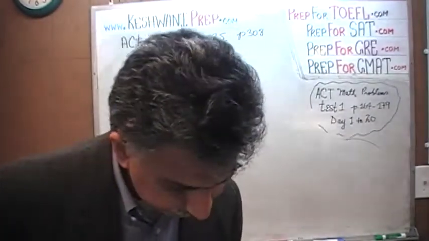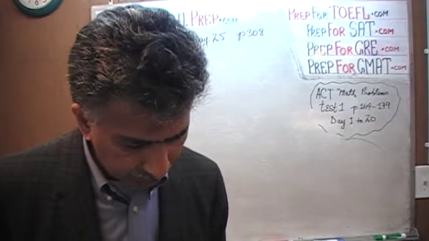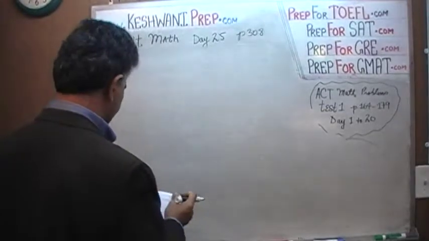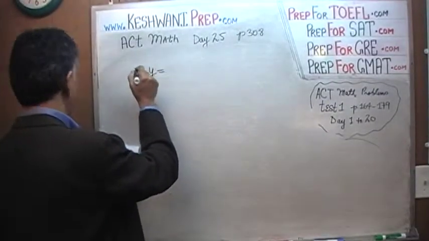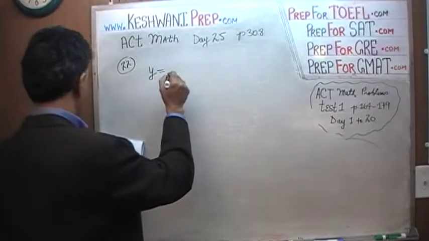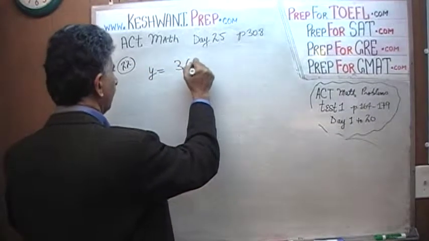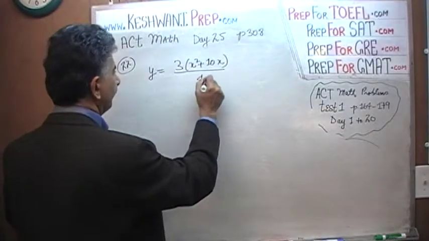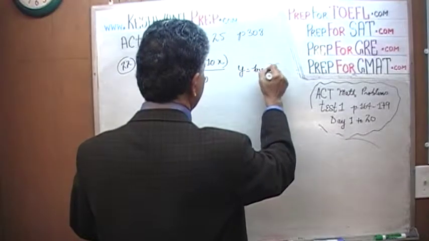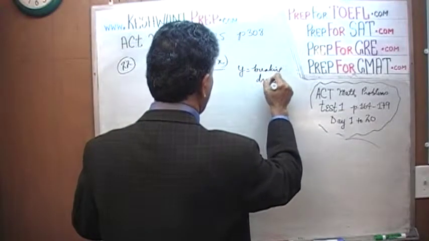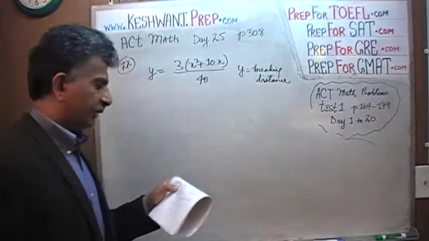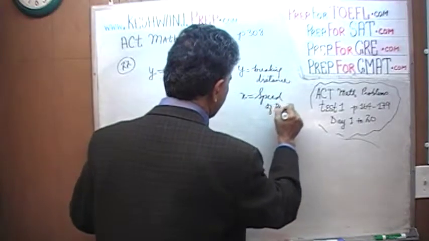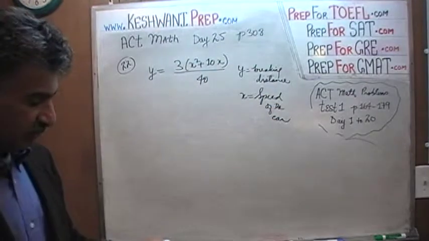In number 22, they're telling us that the braking distance y for somebody's car is given by the following equation: y equals 3 times x squared plus 10x, over 40, where y is the braking distance, and x represents the speed of the car.